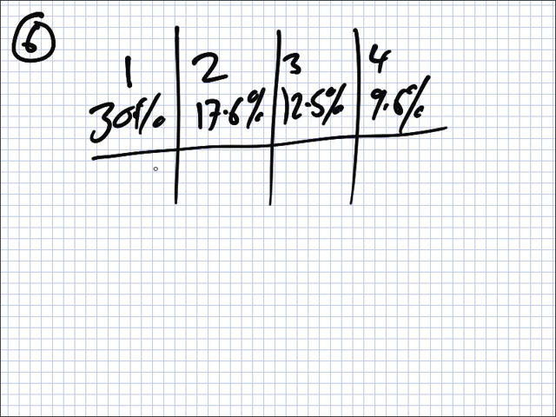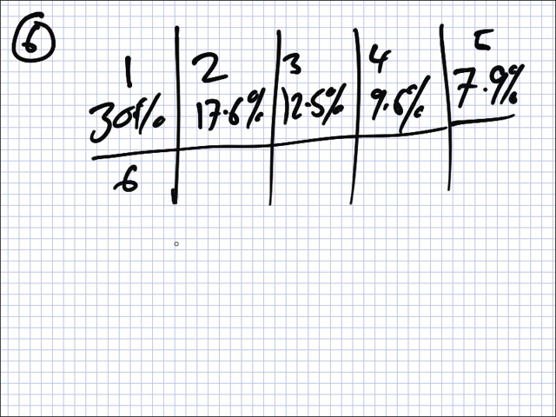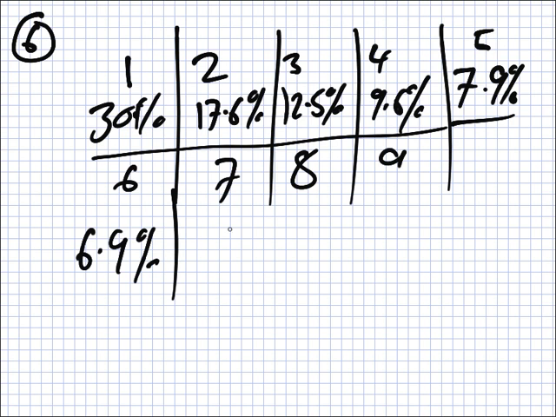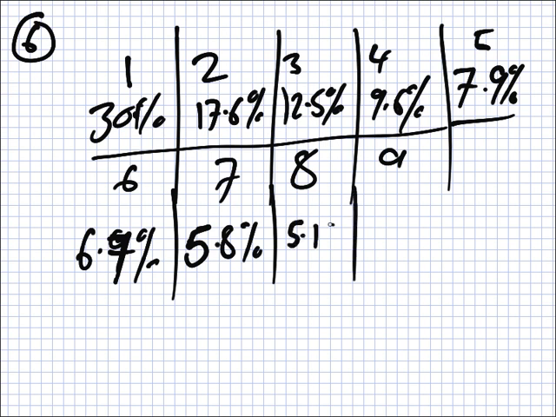5 is 7.9. Okay. 6 is 6.7, sorry. 7 is 5.8. And 8 is 5.1. And 9 is 4.6. And 10 is non-given. It's just the leading digit.